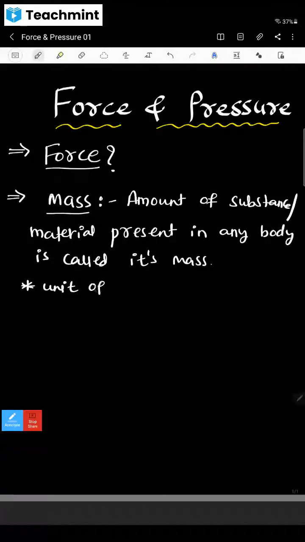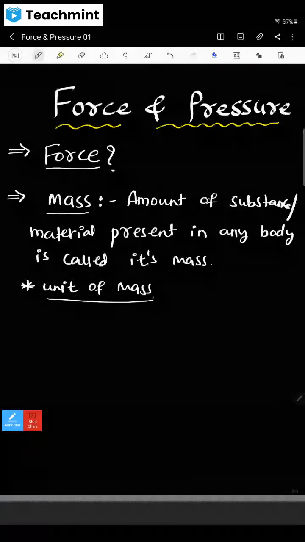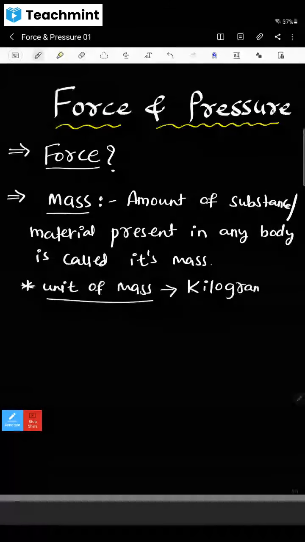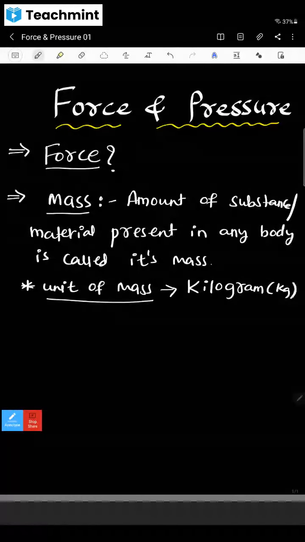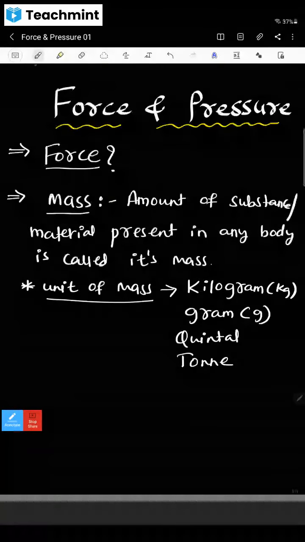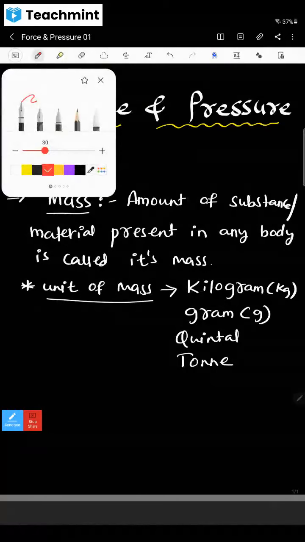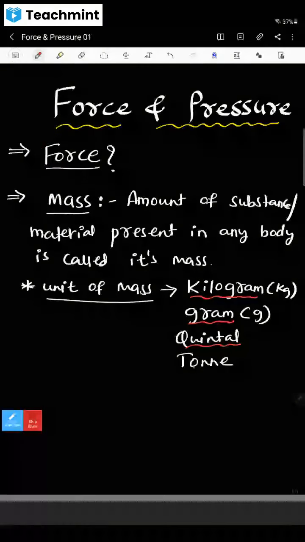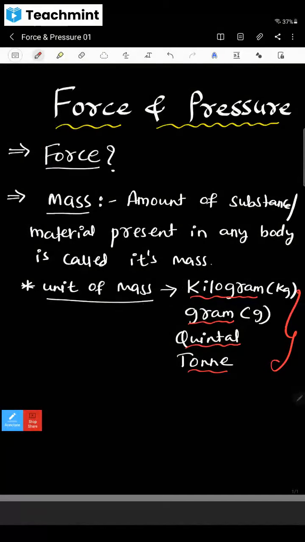Mass is measured by so many units. What are the units of mass? Kilogram, which we write as kg. There is also gram, which we represent with g. There is also quintal, and ton. Have you heard all these terms, dear children? Kilogram, gram, quintal, and ton. These are all the units of mass.